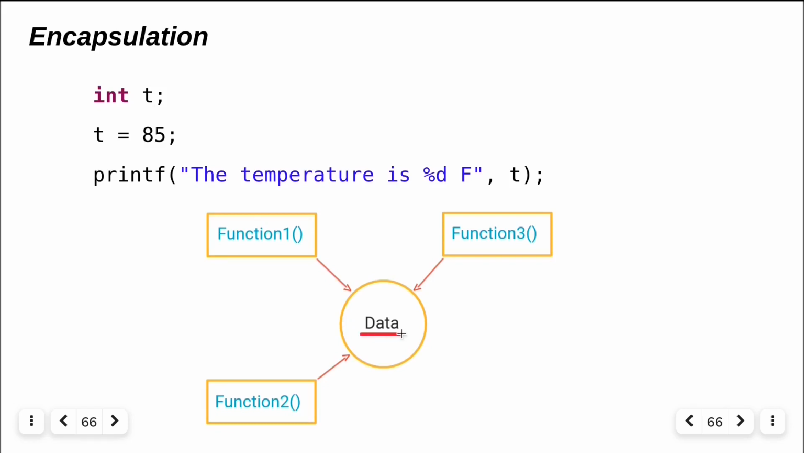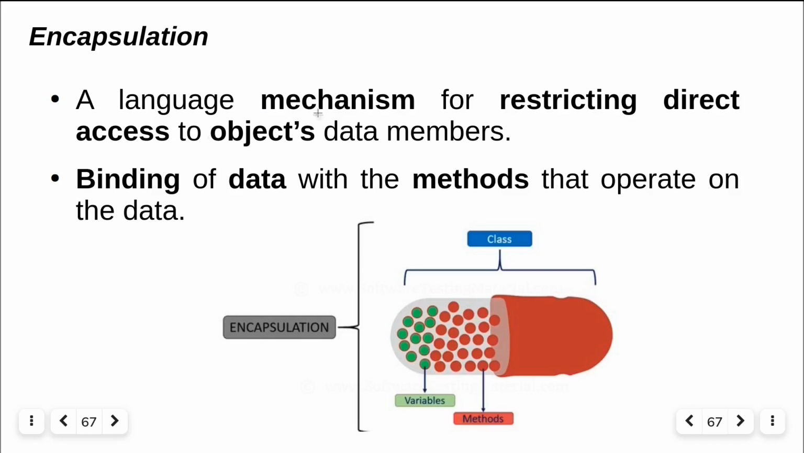This is the shared data, which can be accessed by these three functions, function 1, function 2 and function 3. If something goes wrong with the data, it would be very difficult to identify which function has misbehaved to create the bug. Encapsulation is a language mechanism for restricting direct access to objects' data members. The process of binding the data with the methods that operate on the data is called encapsulation. It mainly provides security to the data.